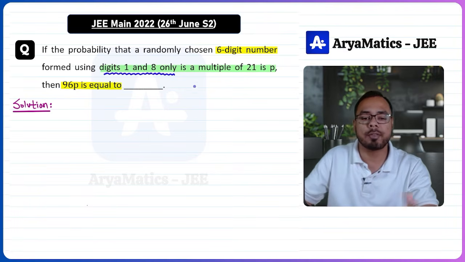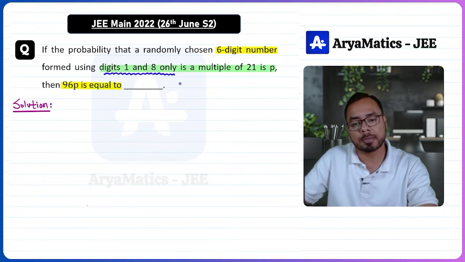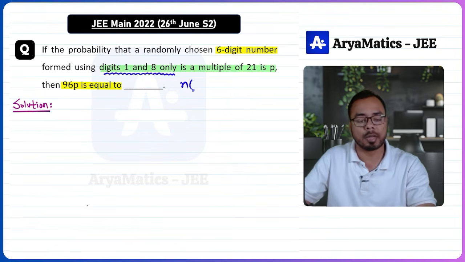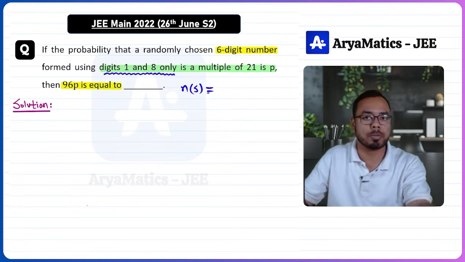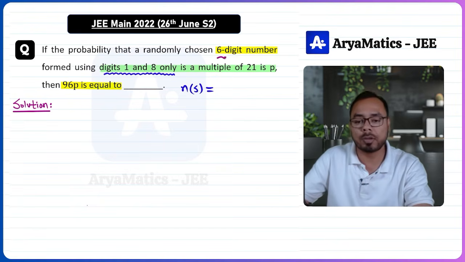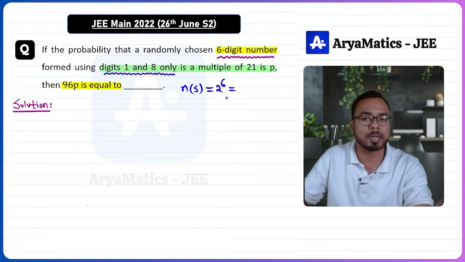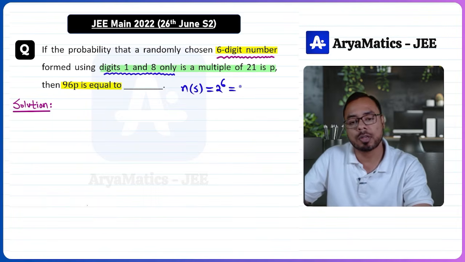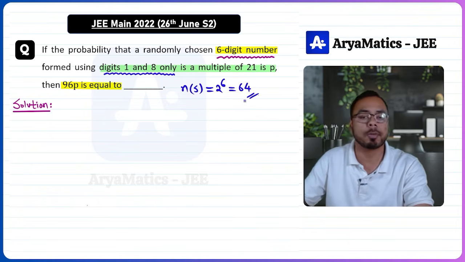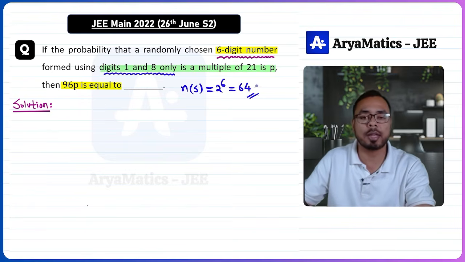So here if we talk about the number of elements in the sample space, or the number of 6-digit numbers that you can create using the digits 1 and 8. Because we have to create 6-digit numbers, we need to fill 6 places. And for each place, we have two options. Either you can place 1 or you can place 8. So the number of 6-digit numbers will be 2 raised to 6. For the first place, we have two options. For the second place, we have two options and so on. So 2 raised to 6, that means 64. Total 64 numbers we can create using the digits 1 and 8.